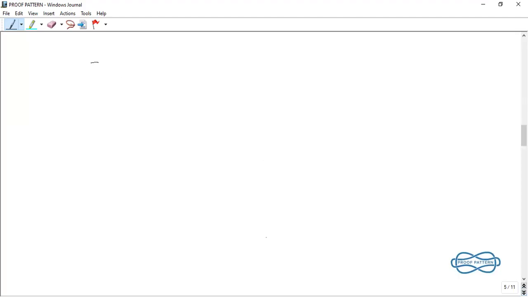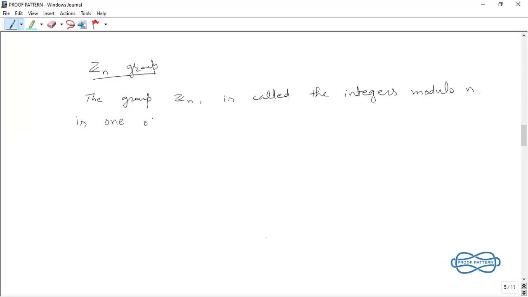Next we move toward the Zn group. The group Zn is called the integers modulo n, and this is one of the most fundamental and most commonly used or encountered algebraic structures.